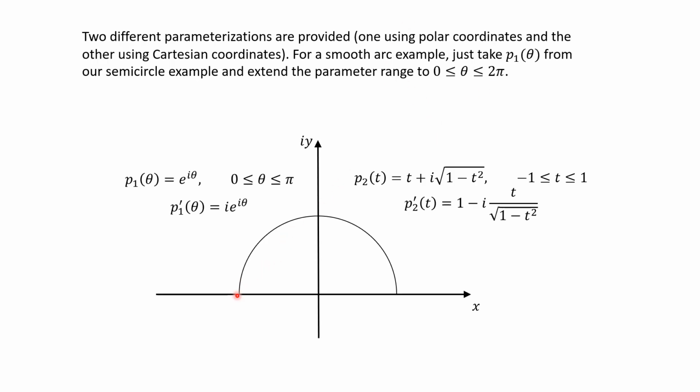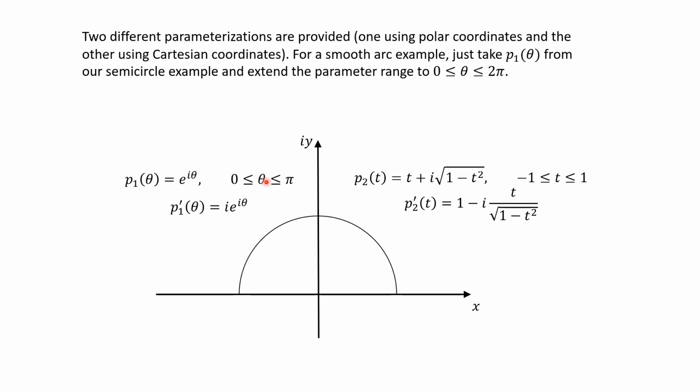Take, for example, this arc here, this semicircle with radius 1. We can do two different parameterizations. Actually, we can do more than two, but I'm showing two here just to illustrate a point. We can use polar coordinates and use e to the i theta to define the mapping between 0, pi, and this arc here, this semicircle. You notice when you put in theta equals 0, you get 1.